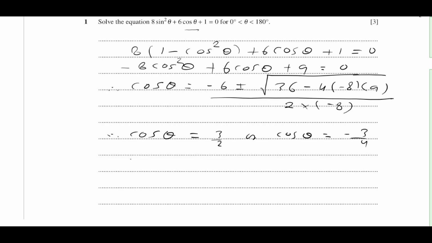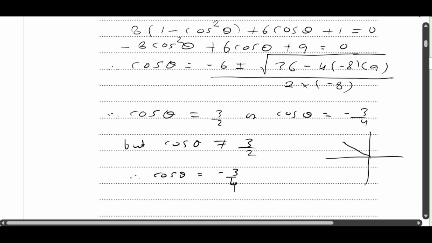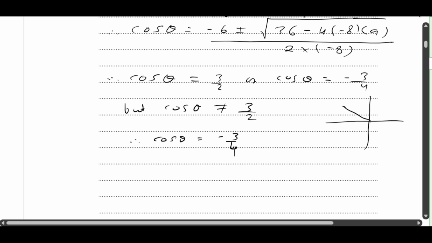Okay, but cos theta cannot be 3 divided by 2, right? So therefore the value of cos theta is equal to minus 3 divided by 4. Now cos is negative, so which quadrant is it in? It is in the second quadrant. Okay, so we will find its value. Cos theta is minus 3 by 4.